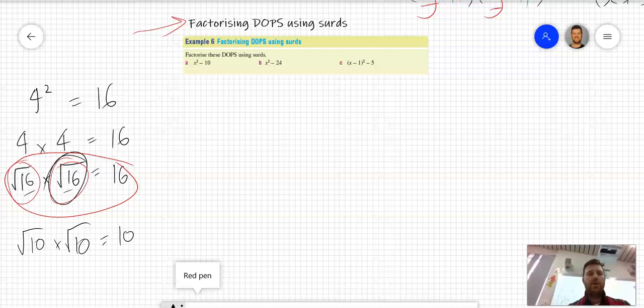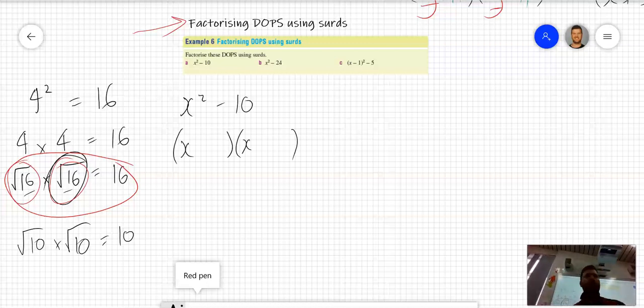So, with that in mind, difference of perfect squares using surds. This is my first example. x squared take 10. 10 is not a square number. But if I set up my binomial product, x goes at the front. Well, the square root of that first term goes at the front. What goes at the back of those brackets? Square root of 10. Yeah, root 10.